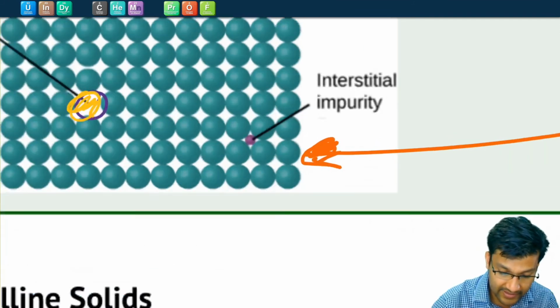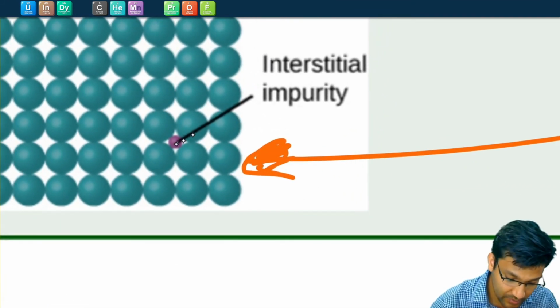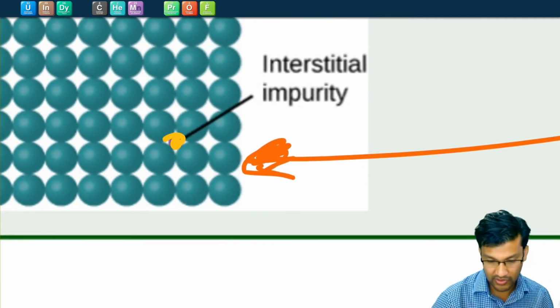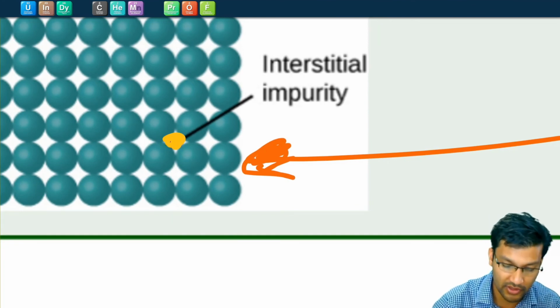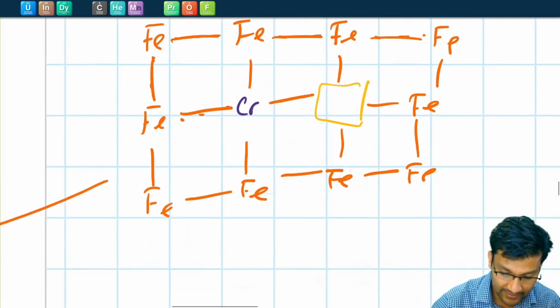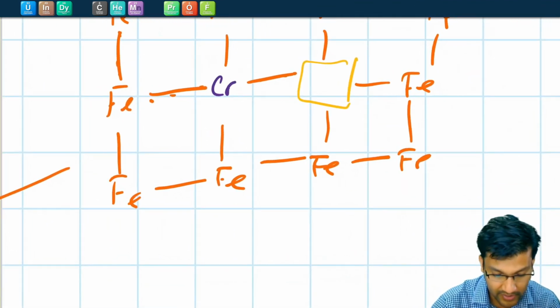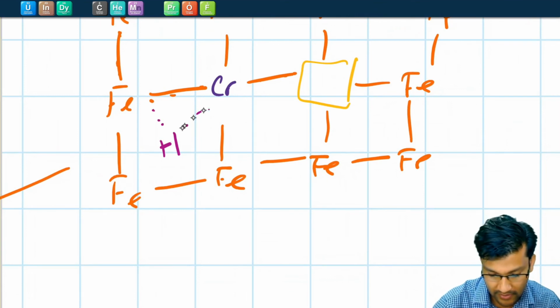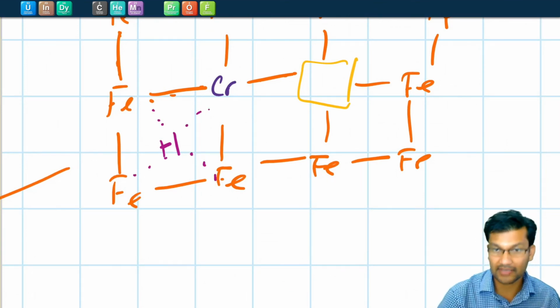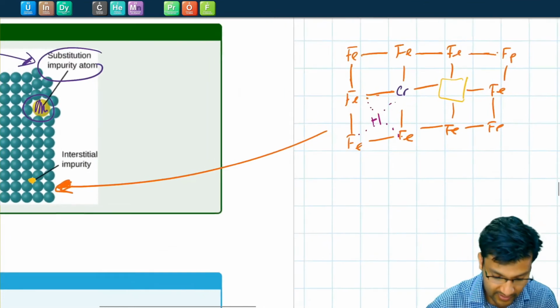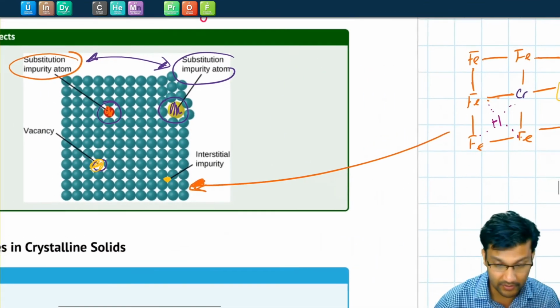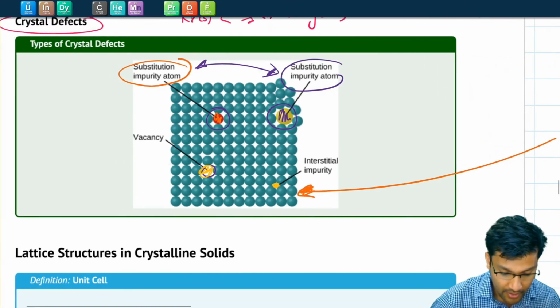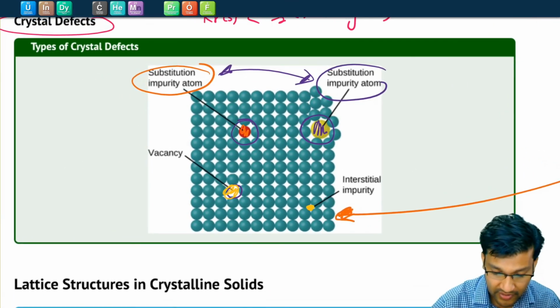And then finally, there's interstitial impurity, where another atom, usually a much smaller atom, somehow fits its way in between the crystal structure. So maybe we have, I don't know, a hydrogen atom, that's a small one, that somehow found its way in there, right? Entrapped by the crystal structure. That's another type of impurity. They all affect the crystal structures, but a little bit in their own way. So here are some examples of crystal defects.